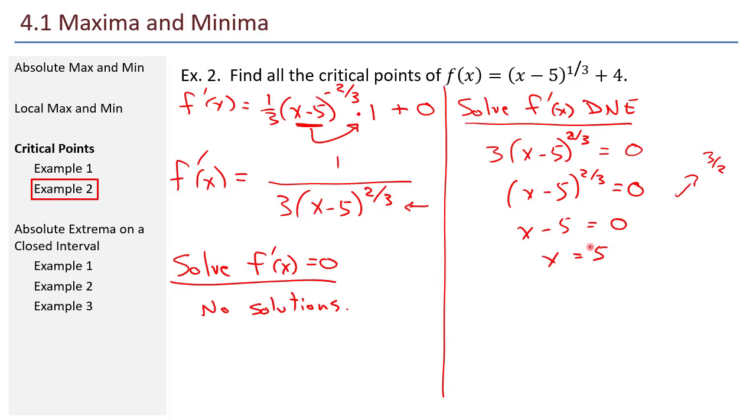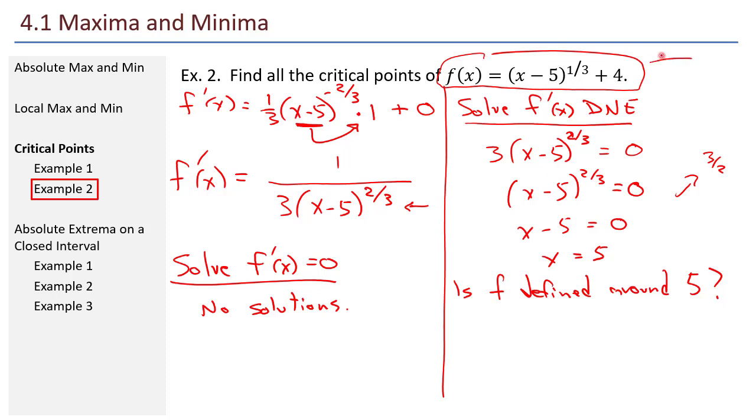One last thing I need to check is my original function, is f defined around 5? So I go all the way back up to my original function, and I say, can I actually plug in 5? Yes, I can. If I plug in 5, the answer is 4. And if I put in a number a little bit less than 5, a little bit bigger than 5, is the function still defined? Yes, it's all good. So, yes, check. So it turns out my only critical point is x equals 5. There we have it.